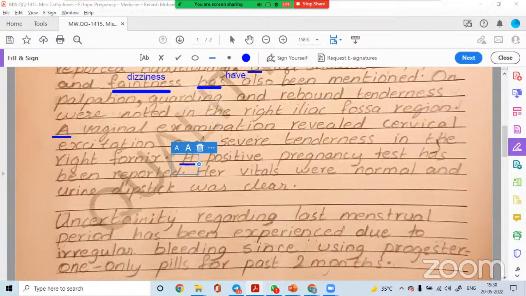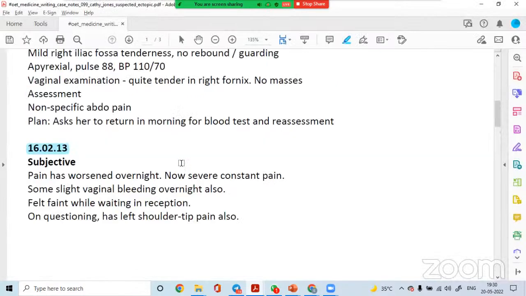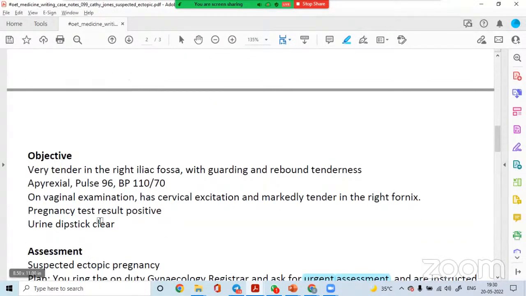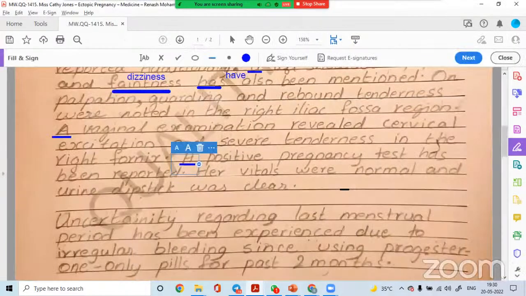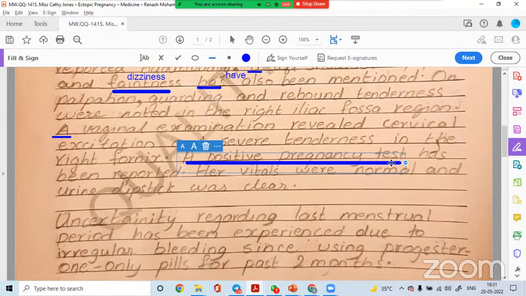Then you can go to the case notes once again. Pregnancy test. Result positive. See, the pregnancy test result was positive. Okay. You understand? Yes, sir. So you can change this. A positive pregnancy, there is nothing called a positive pregnancy. Nothing in the world is like this. The pregnancy test was positive, the results were positive. The test will not be positive, the results will be positive. A test is only a test. It reveals positive results or negative results. That's all. So it has been reported.